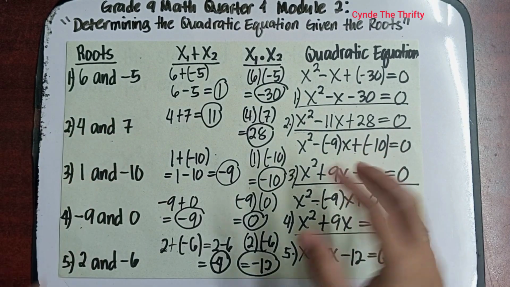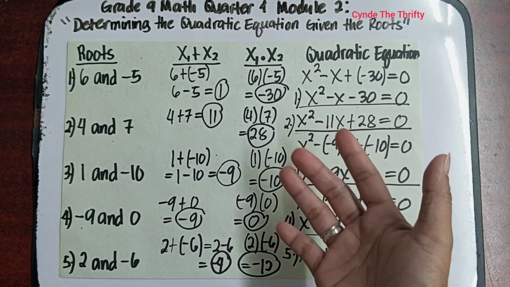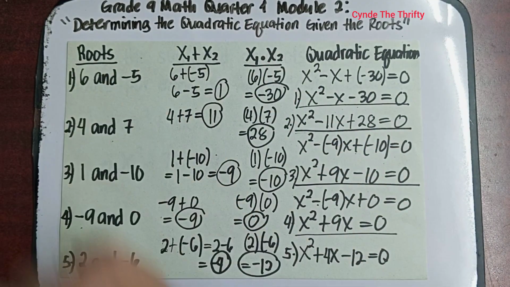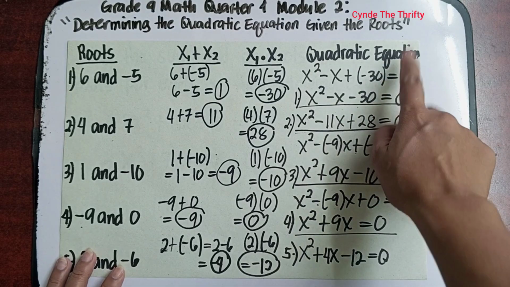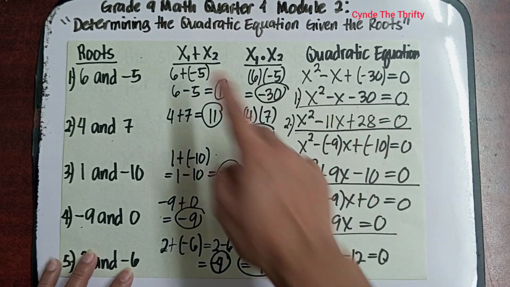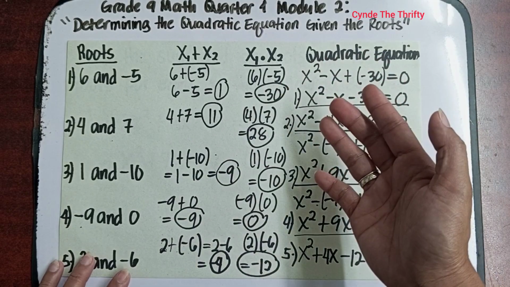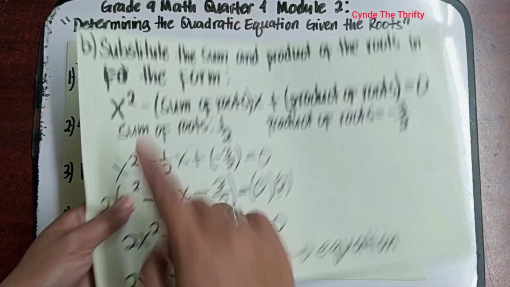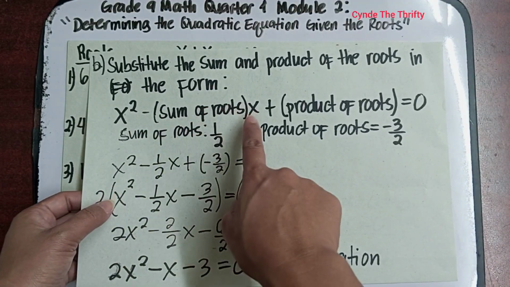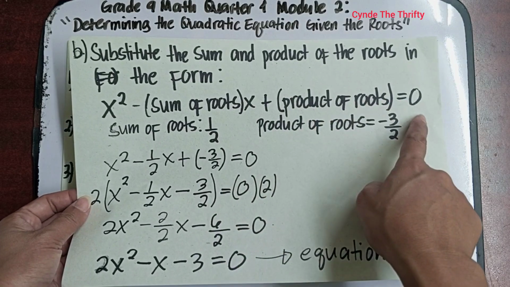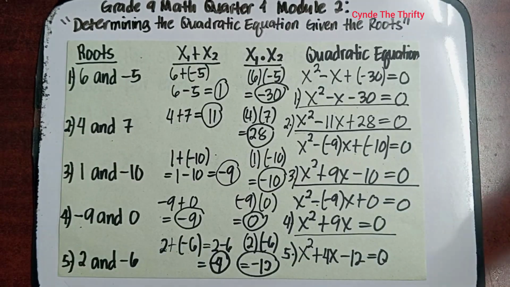Okay, so ganyan lang siya kadali guys. Hindi kayo mahihirapan talaga kapag ang given ninyo is roots, tapos gagawin nyo ang inyong quadratic equation. Napakadali niya lang basta alam nyong kunin ang kanyang sum of roots at ang kanyang product of roots. And huwag nyong kalimutan ang form na x squared minus the sum of roots x plus product of roots is equal to 0. So, napakadali niya lang talagang gawin.